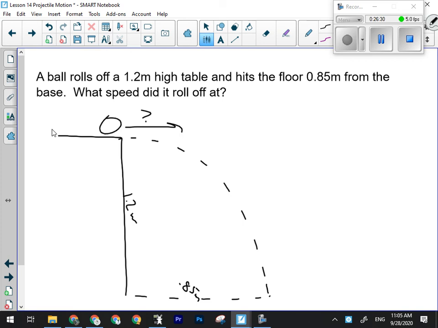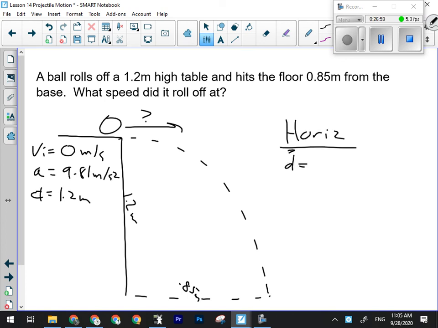We don't know what that is, but we do know the vertical initial velocity is 0 because it rolled horizontally. We also know the acceleration is 9.81 meters per second squared, and we know one other thing: the distance. The height of the table is the vertical distance, 1.2 meters. Horizontally, I only know one thing right now, and that's the distance, or displacement, is 0.85 meters. They want me to find the horizontal speed. So, what do I still need?